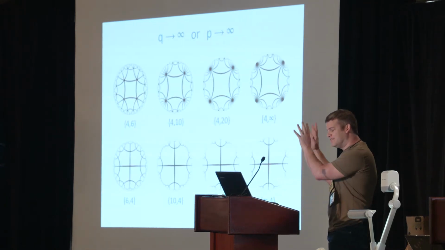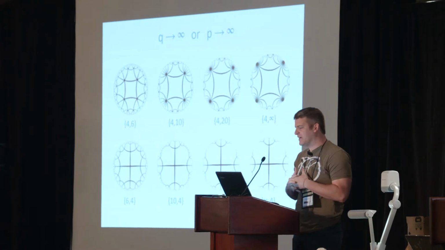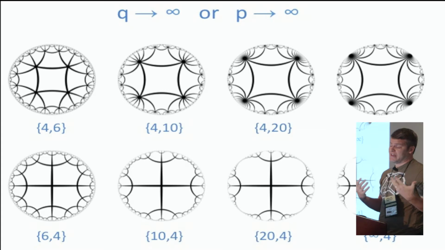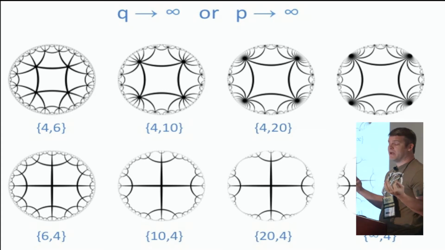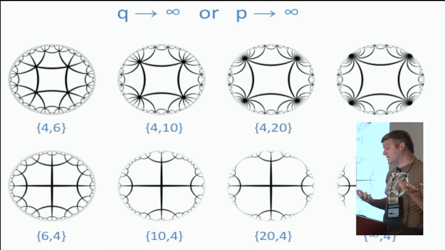So let's go explore in the upper right and just start moving out in that direction by increasing Q and P. If we want to put more and more squares around each vertex, we can do that by making the squares bigger. And in the limit, we can fit an infinite number of them around each vertex if the vertices have gone all the way to the boundary of hyperbolic space. These are called ideal points. The vertices of the square, when they're finite, we call material points.